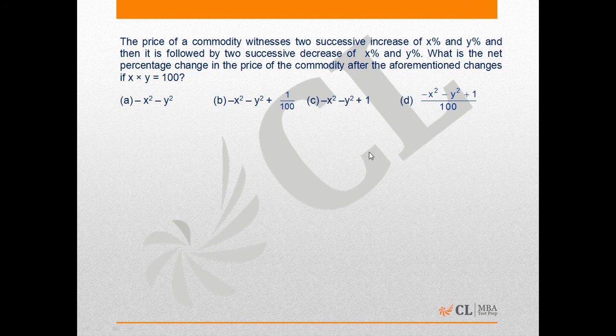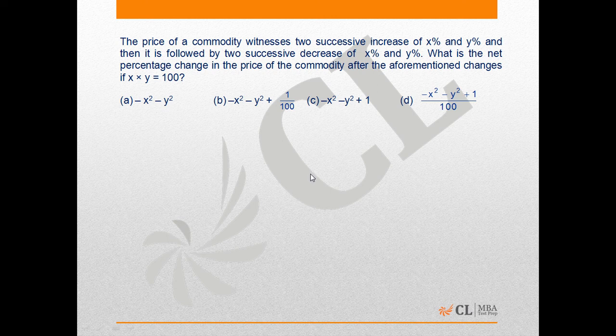Here the price of a commodity witnesses two successive increases of x% and y%, and then it is followed by two successive decreases of x% and y%. What is the net percentage change in the price of the commodity after the aforementioned changes if x into y equals 100?